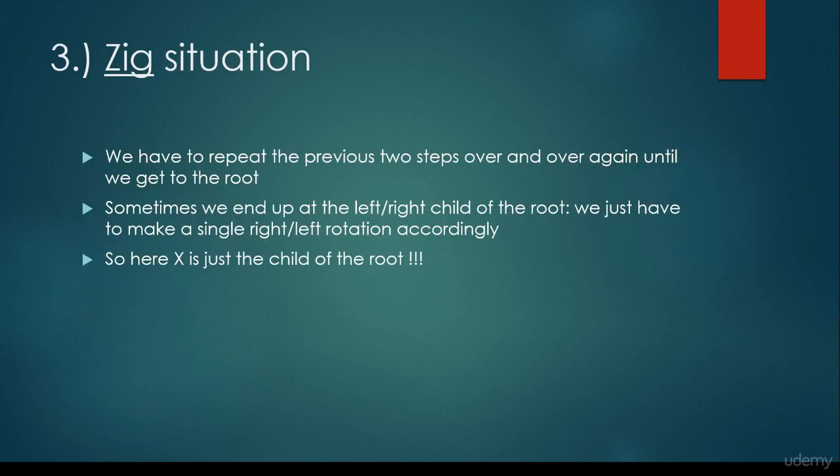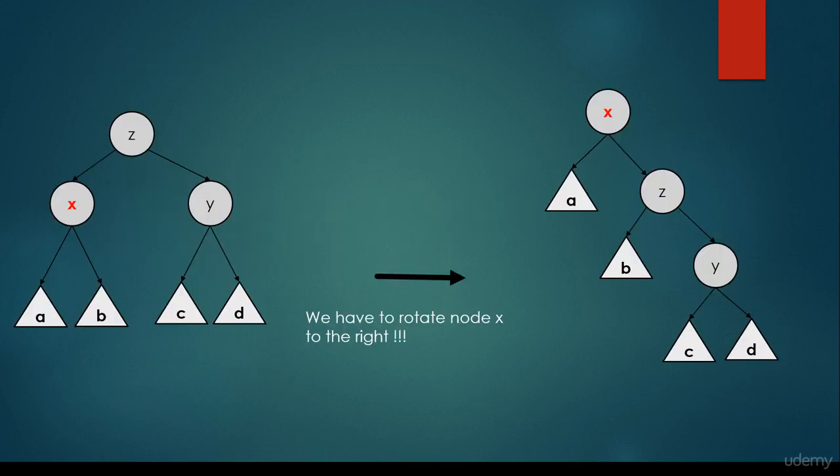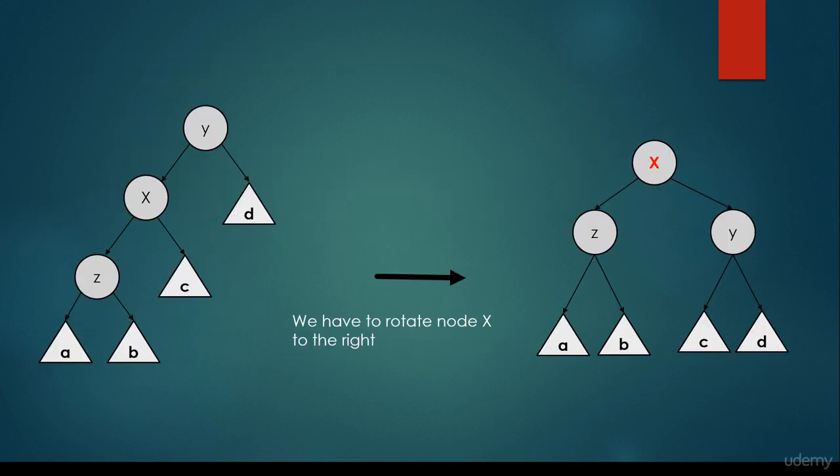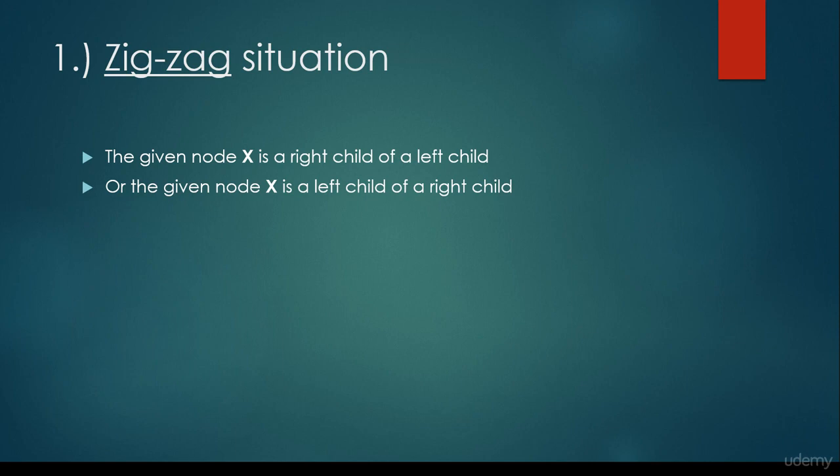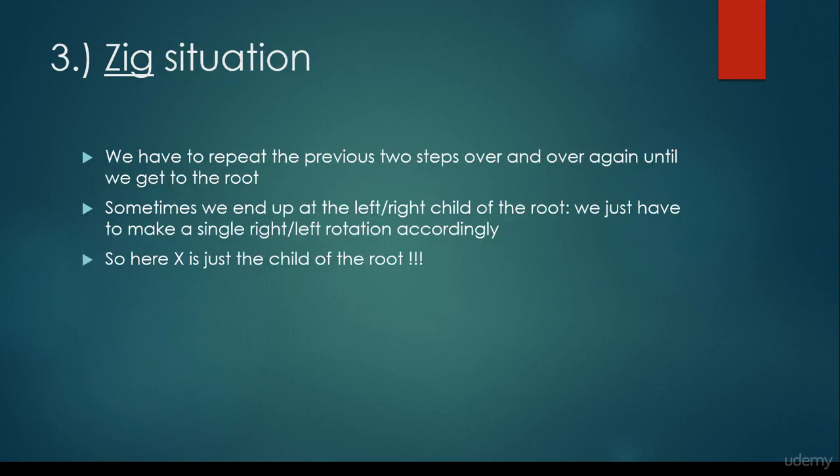Okay, then we have the last situation, the zig situation. We have to repeat the previous two steps over and over again until we get to the root node. But sometimes we end up at the left or the right child of the root, so we just have to make a single right or left rotation accordingly. In the previous situations, the zigzig and the zigzag situations, we had to make 2 rotations. Now, for the zig situation, we are not able to solve it with the help of 2 rotations because we just have to make a single rotation.